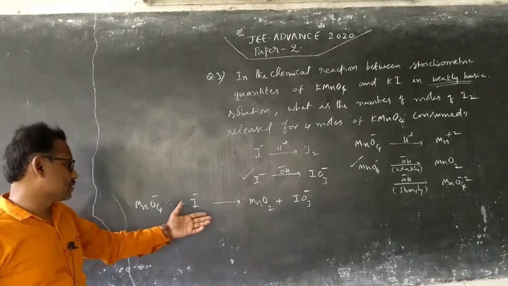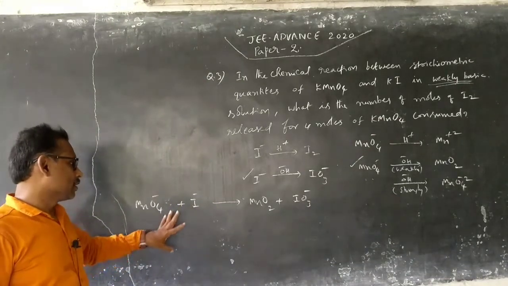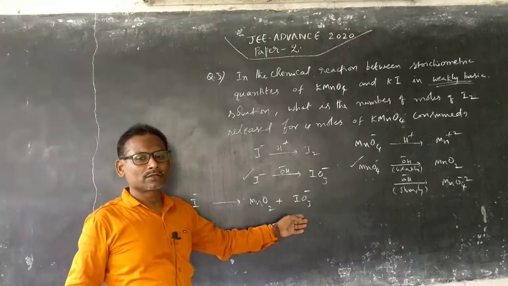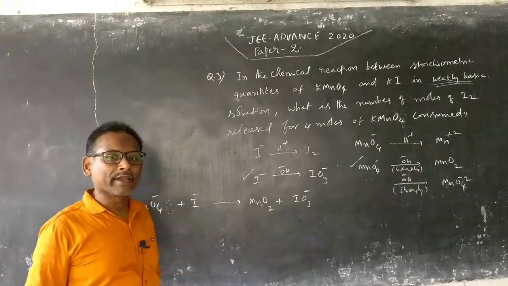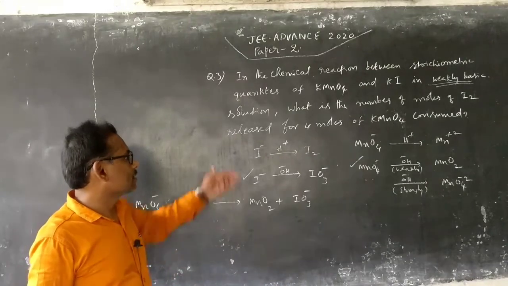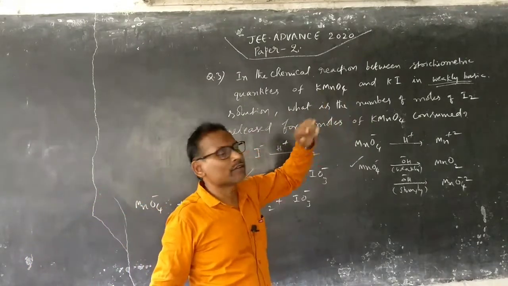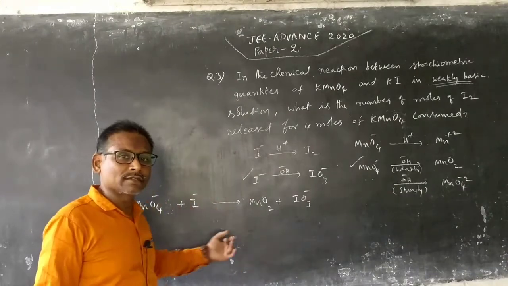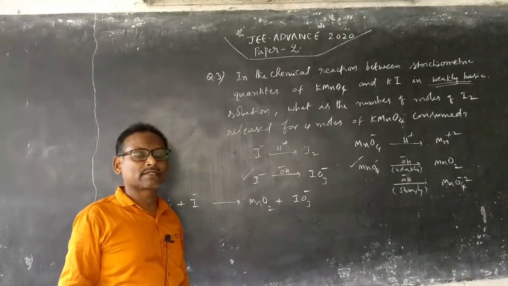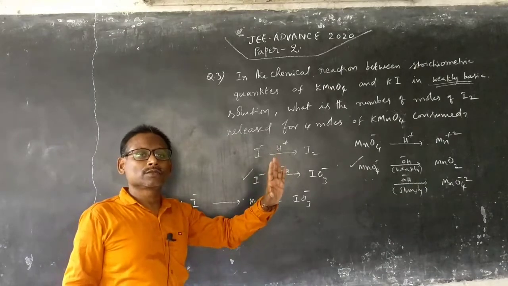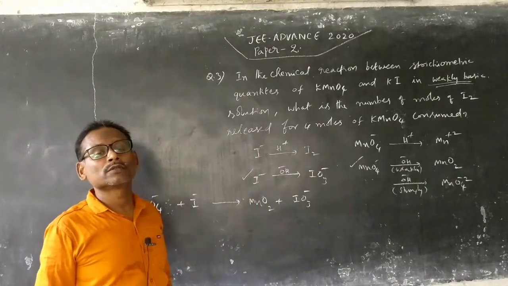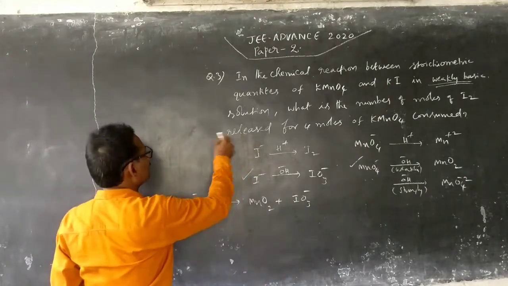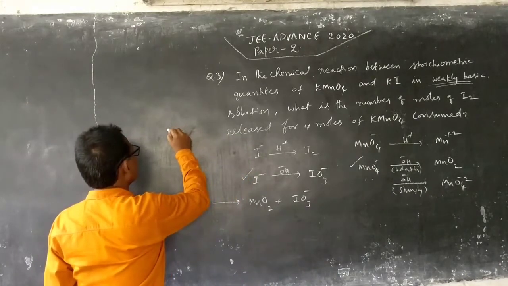Even by looking at this reaction, of course it is not balanced right now, but there is no question of I2 formation. That means there is no scope to form iodine in this reaction. But the question asks how many moles of I2 will result from consumption of 4 moles of permanganate. As per the theoretical knowledge of this chemical reaction, there is no scope of forming I2 moles. So the answer will be 0. The integer answer will be 0.